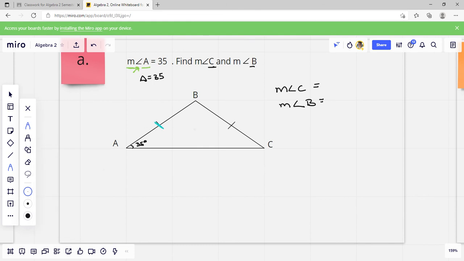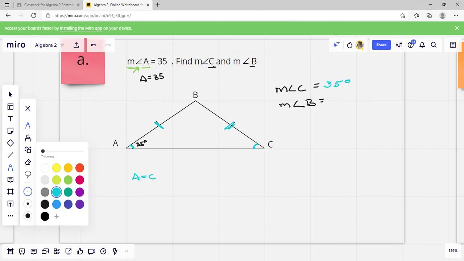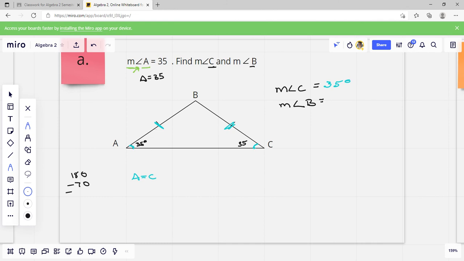Alright, if this one's 35, let's see, we've got 2 sides that are equal. So that is related to C, and that is also equal, and that's related to our 35 right there. That means A and C are equal. Well, if 35 is A, that means C has to also equal 35. Okay, that part was easy. Now, if we add 35 and 35, we get 70. And we know we have to have 180. So we subtract our 70, and we get 110. So B, right here, is going to be 110. Pretty simple on that one.